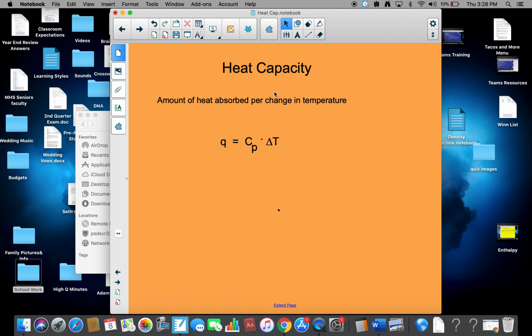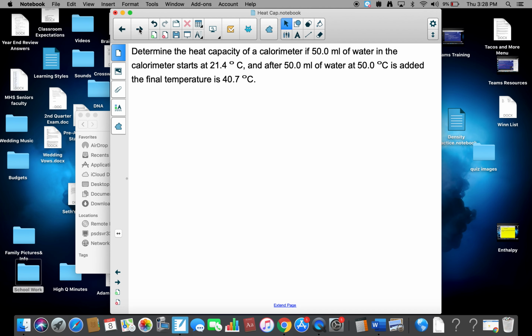All right. So next we'll look at heat capacity. This is the amount of energy absorbed per change in temperature. And we find that by taking the capacity times the temperature change. That's the energy that's going to the calorimeter. Now we find capacity by doing a little problem. Find the heat capacity of a calorimeter. If 50.0 milliliters of water in a calorimeter starts at 21.4 degrees Celsius, and 50.0 milliliters of water at 55.9 degrees Celsius is added, the final temperature is 40.7 degrees Celsius.